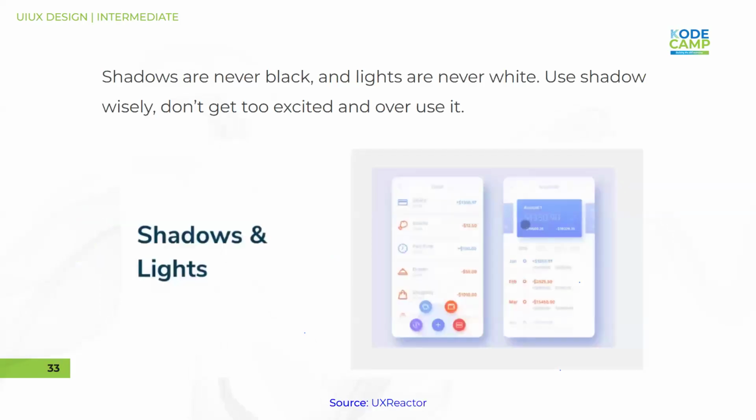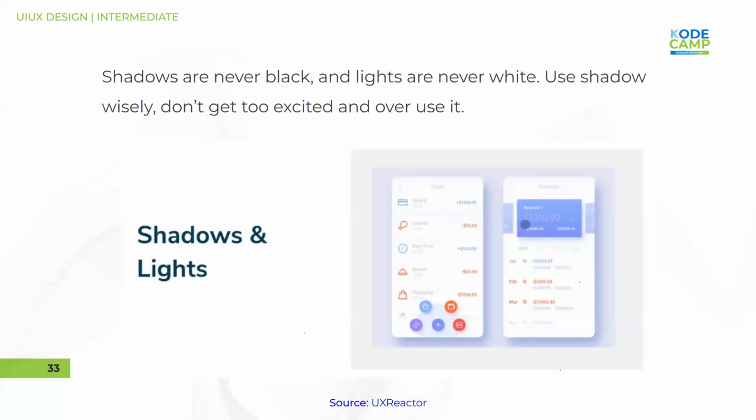So we now look at the second one, which has to do with shadows and light. So we said here that shadows are never black. Most times we feel that, oh, it's compulsory that our shadows must be black. Well, it is not black and it is not white. So use your shadow wisely and don't get too excited and overuse it.